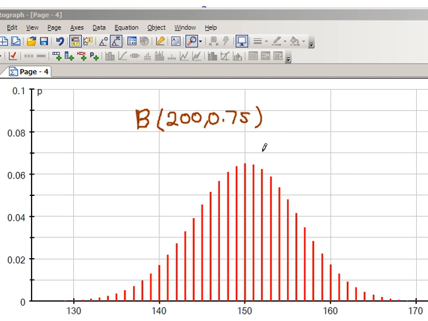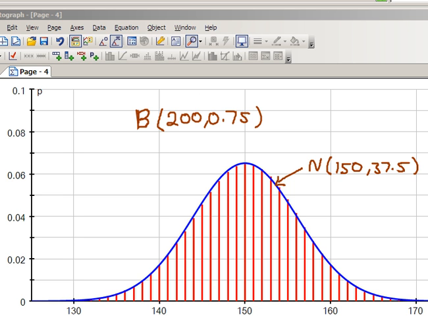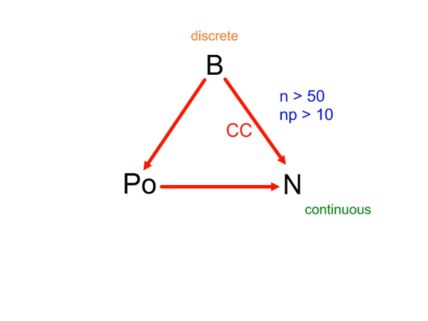Here is a graphical representation of the binomial distribution. And in blue we have the normal distribution that we're using as an approximation to the binomial. And as you can see, it's a very good fit because the two conditions here have been met.